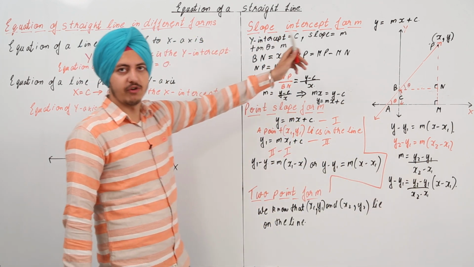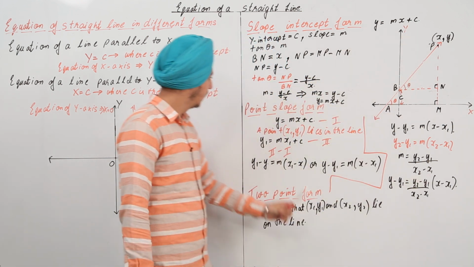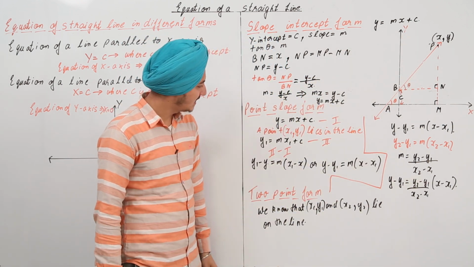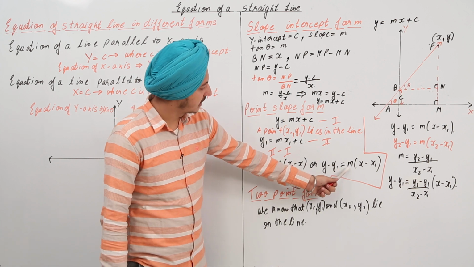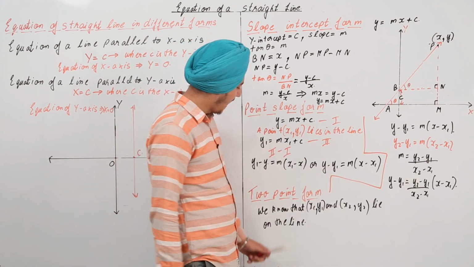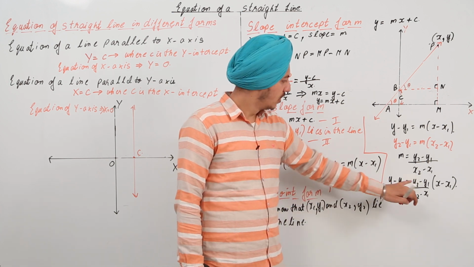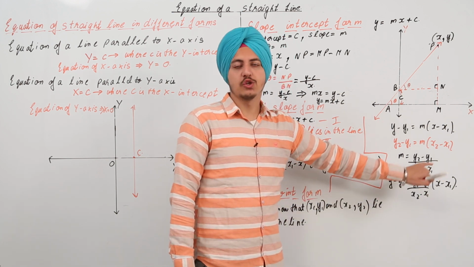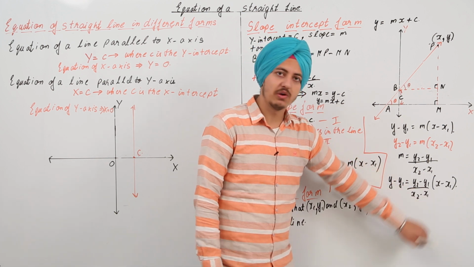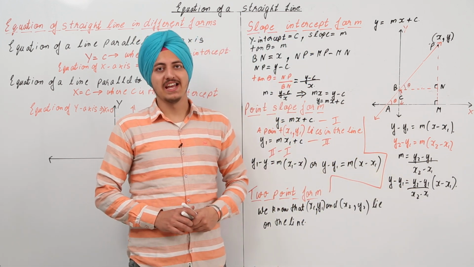So slope-intercept form is y is equal to mx plus c. Point slope form is y minus y1 is equal to m into x minus x1. And the 2-point form is y minus y1 is equal to, this is the value of the slope, that is y2 minus y1 upon x2 minus x1, into x minus x1.